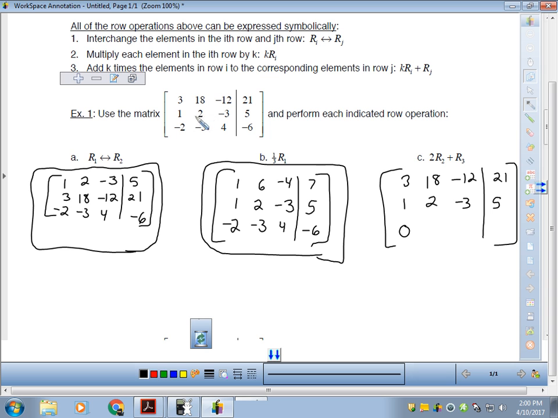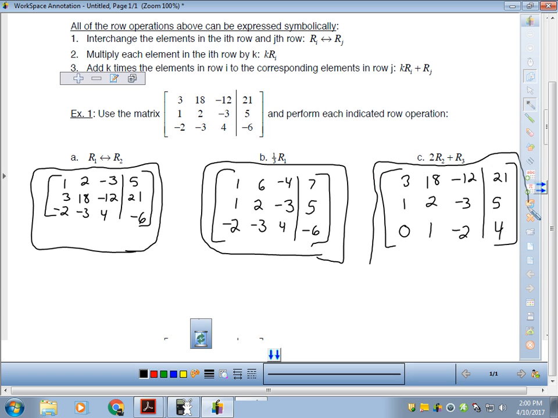What is 2 times 2? 4. 4 plus negative 3 is 1. What's 2 times negative 3? Negative 6. Plus 4 gives us negative 2. 2 times 5, that's 10. 10 plus negative 6 is 4. And so there's what we get.